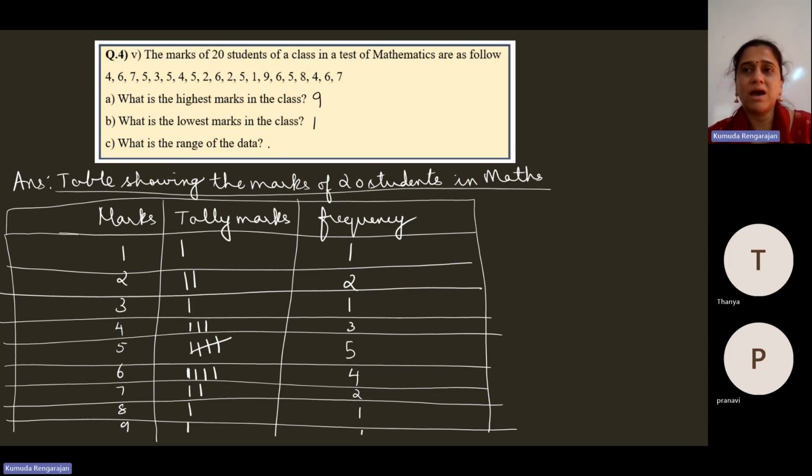Range is maximum marks minus minimum marks, or maximum value minus minimum value. 9 minus 1, 8.